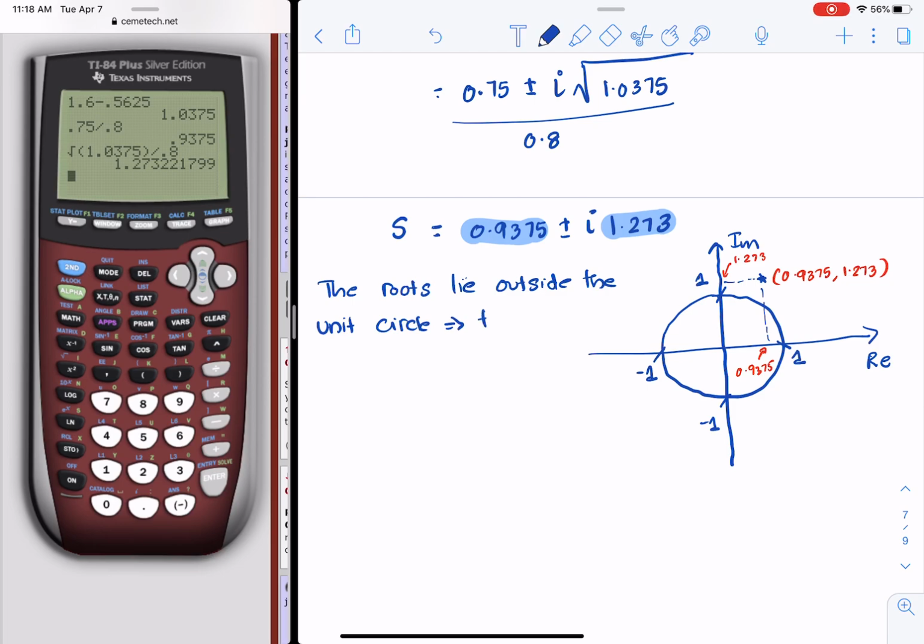Which would imply the model is stationary. Now you just have to check for one of the roots, because if the roots are complex then they occur in conjugate pairs. So if one of them lies outside the unit circle, naturally the other one would also lie outside the unit circle.